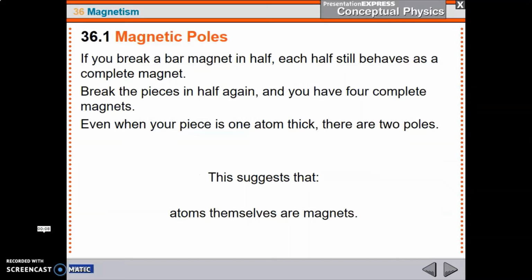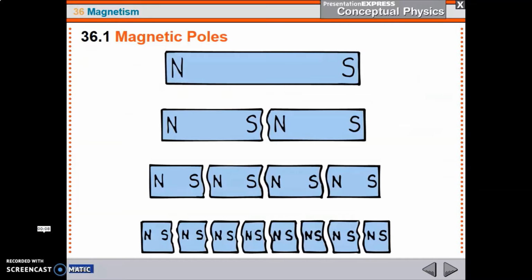If you break a bar magnet in half, each half still behaves as a complete magnet. Wait for the picture. Break the pieces in half again, and you have 4 complete magnets. Even when your piece is 1 atom thick, there are 2 poles. This suggests that atoms themselves are magnets, which is true.